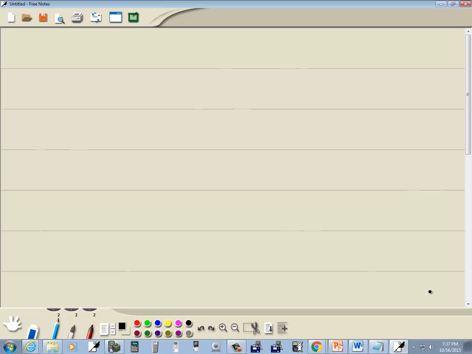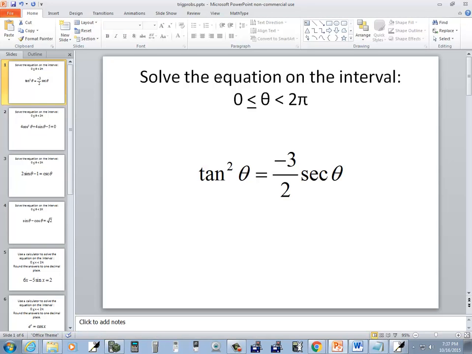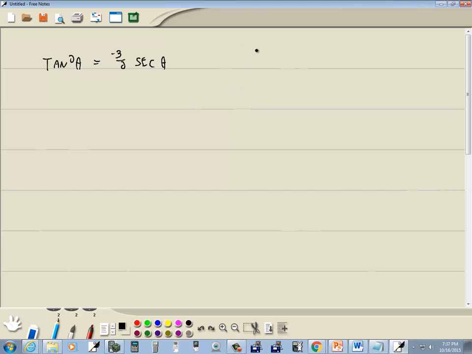Take a look at this problem. We've got tangent squared theta equals negative 3/2 secant theta, and we want to solve this on the interval 0 to 2 pi. Well, let's think our Pythagorean identities.